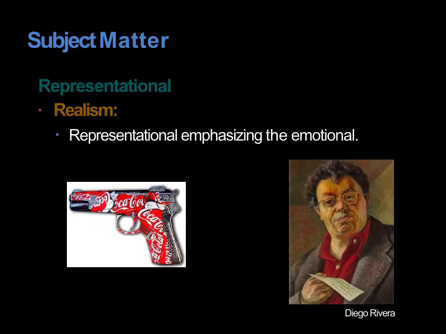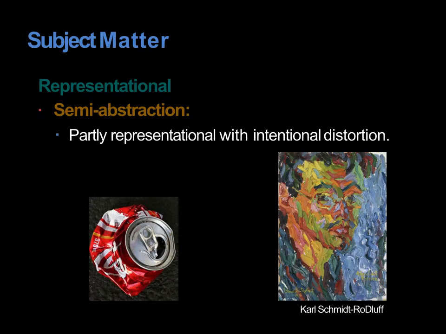Within realism, despite its name, realism is meant to emphasize the emotional content of the piece. So you might slightly change a color or change the look of a piece to get an emotional impact for the viewer. So it's not totally realistic, despite being called realism. There are subtle changes to emphasize the emotional. Within semi-abstraction, we have partially representative art with intentional distortions. So the face is shifted, things are sort of twisted or distorted, and it's either for an emotional reason or a contextual reason. There's all kinds of reasons that you might use semi-abstraction.